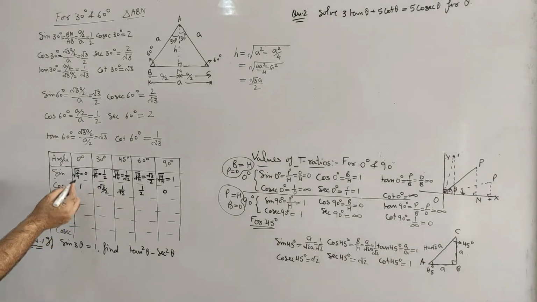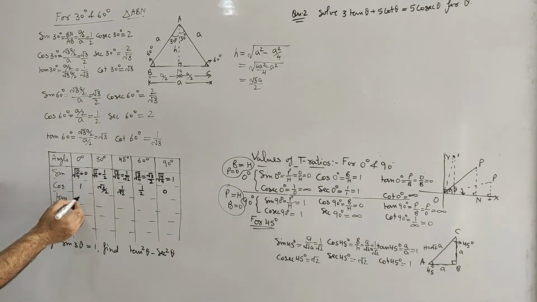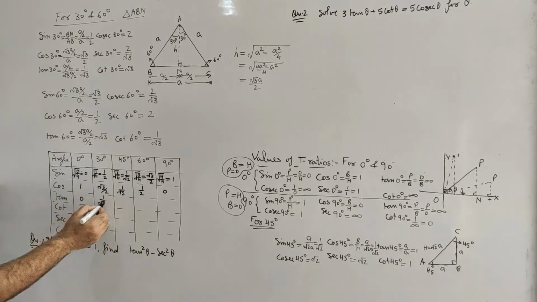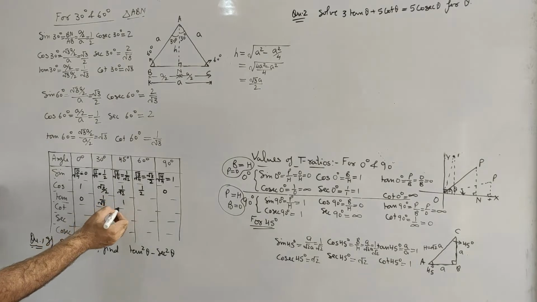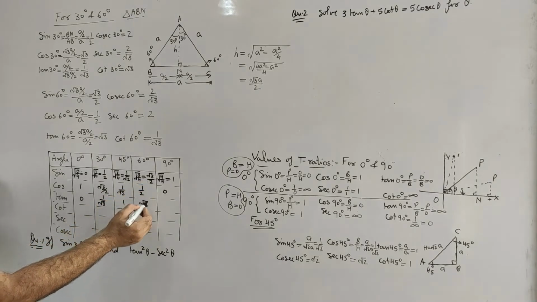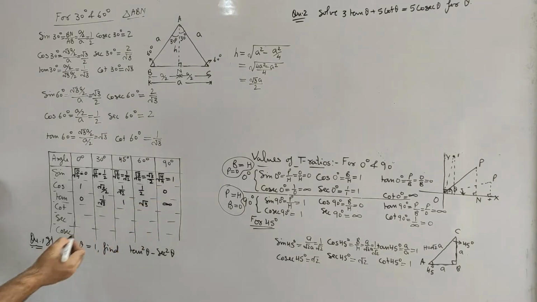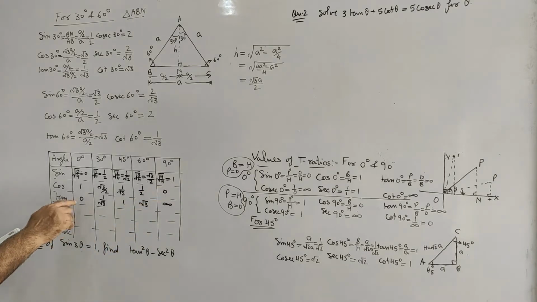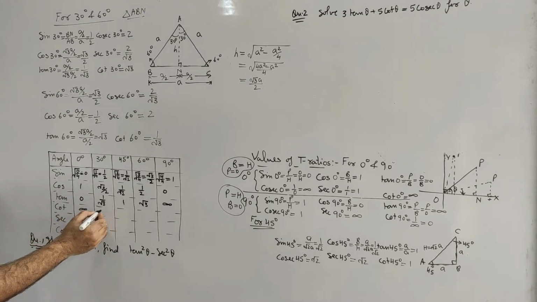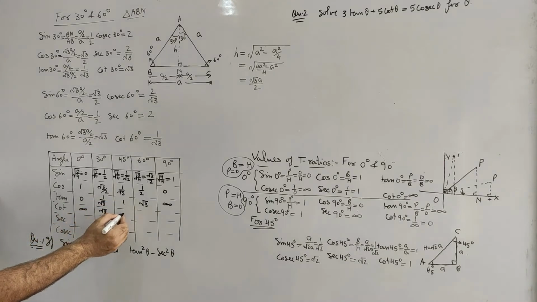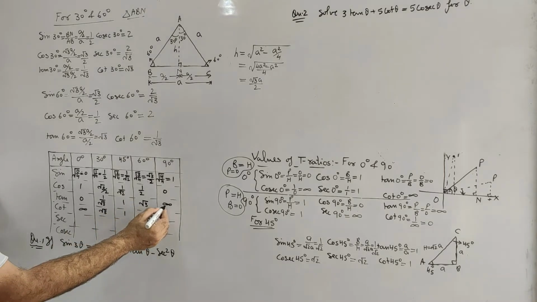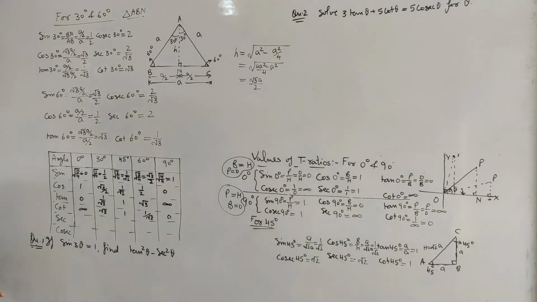Now, tan is sine upon cos, so 0 upon 1 is 0, 1 by 2 divided by root 3 by 2 will be 1 by root 3, 1 by root 2 upon 1 by root 2 is 1, root 3 by 2 divided by 1 by 2 will give root 3, 1 divided by 0 will give infinite. Cot is the reciprocal of tan: 1 upon 0 is infinite, the reciprocal of 1 by root 3 will be root 3, 1, the reciprocal of root 3 is 1 by root 3, and the reciprocal of infinity will be 0.